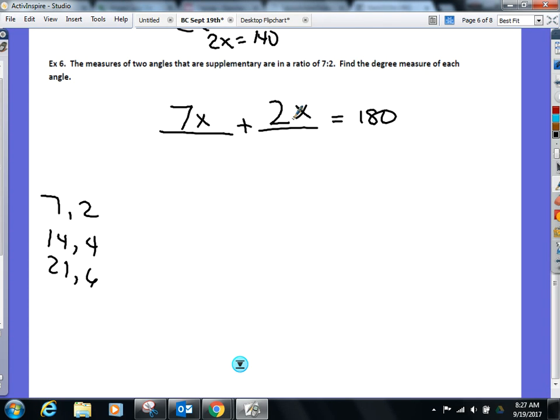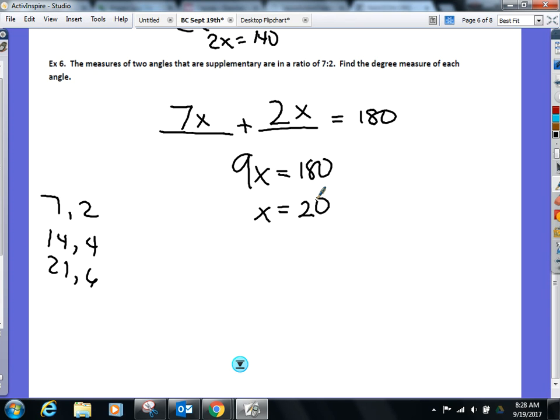Does everyone see where I went here? I multiplied by 1, by 2, by 3. Now I'm really going to find out what to multiply by by setting up this equation. Anytime I have numbers in a ratio, I put x's with them. 9x equals 180. X turns out to be 20. That's what I had to multiply by. It would have taken us forever doing it by trial and error.